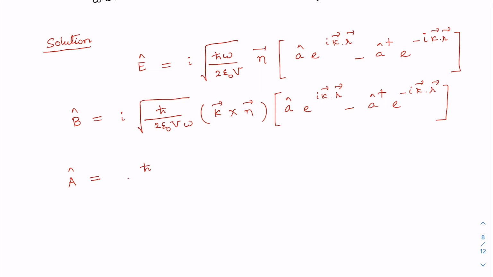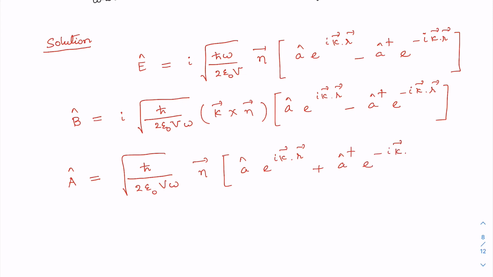You will find that the expression for the vector potential would be of this type. It would be ħ divided by 2 ε0 V ω square root, η vector, then a e^{i k·r} plus a† e^{-i k·r}. So these are our required expressions.